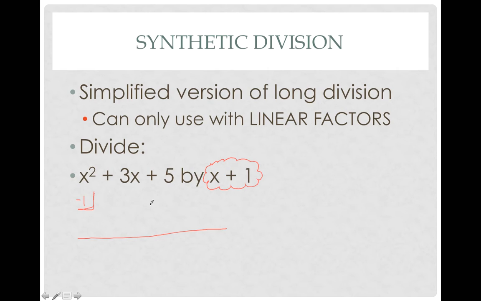The numbers that go across the top are your coefficients for your polynomial. So the number in front of x squared is a 1. The number in front of the x is a 3.